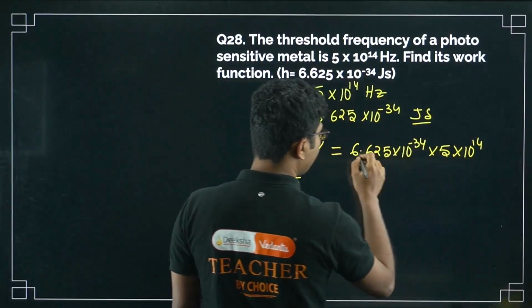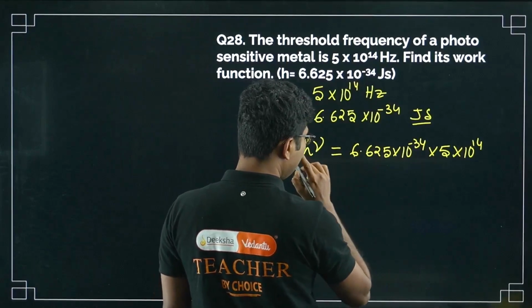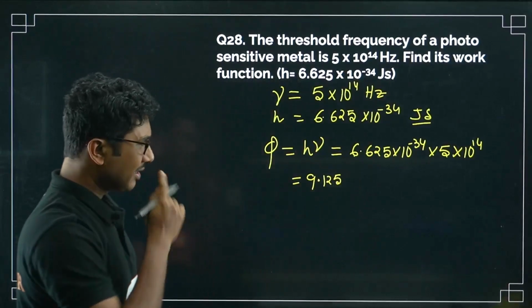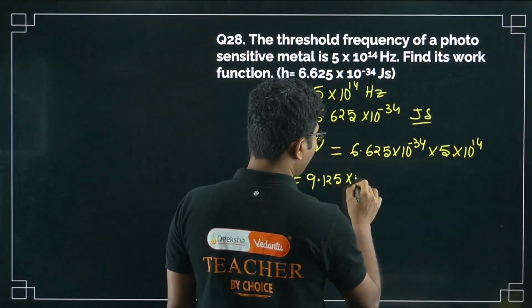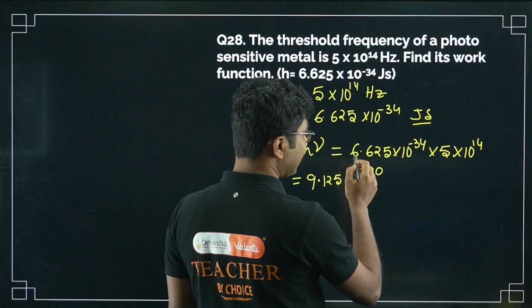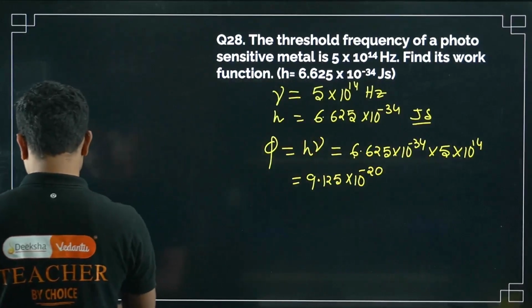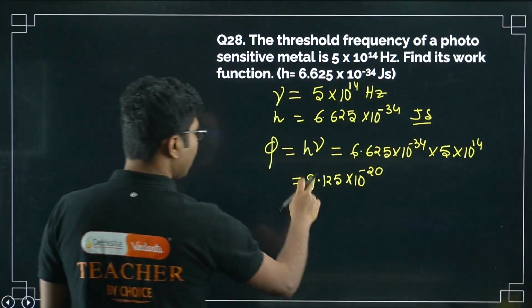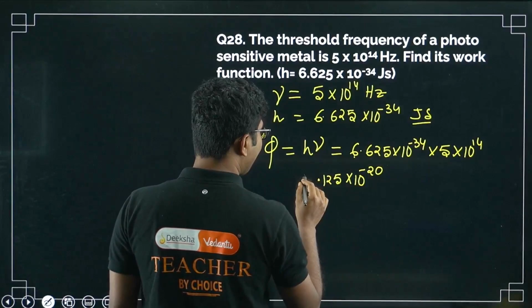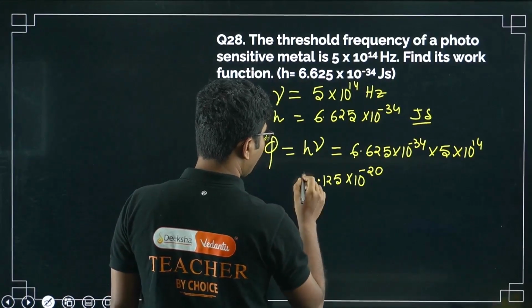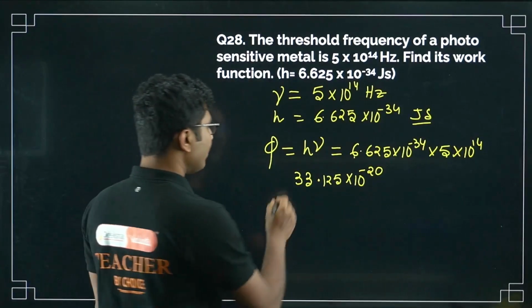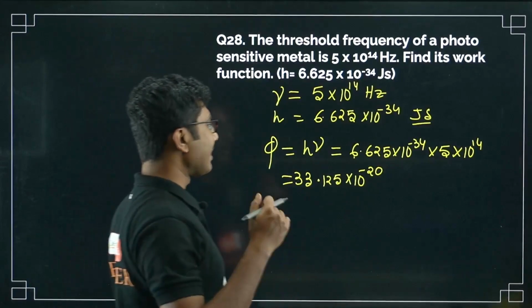So it will be 5 3s, 5 6s are 30 and 5 6s are another 30, so that 30 will come inside, so that will become 33, sorry, my mistake. 33.125, that is the answer, into 10 to the power of minus 20. Use your calculator and calculate the exact value.